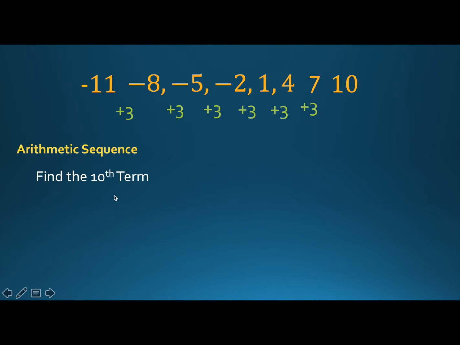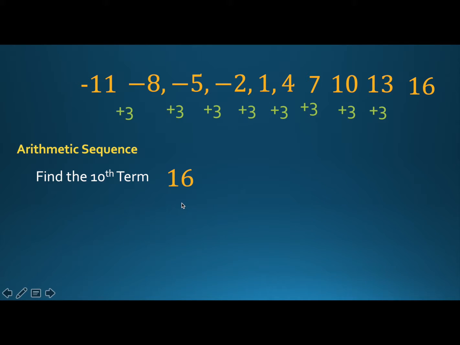Let's say we're given this problem. Find the 10th term. How many terms do we have here? 1, 2, 3, 4, 5, 6, 7, 8. We currently have 8 terms, and we want to get to 10. So we can just add 3 2 more times. 10 plus 3 is 13. 13 plus 3 is 16. So the 10th term would be 16.